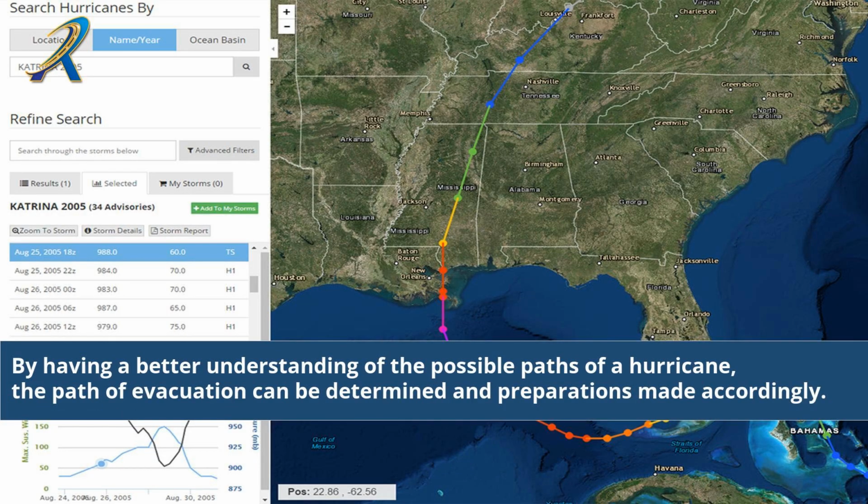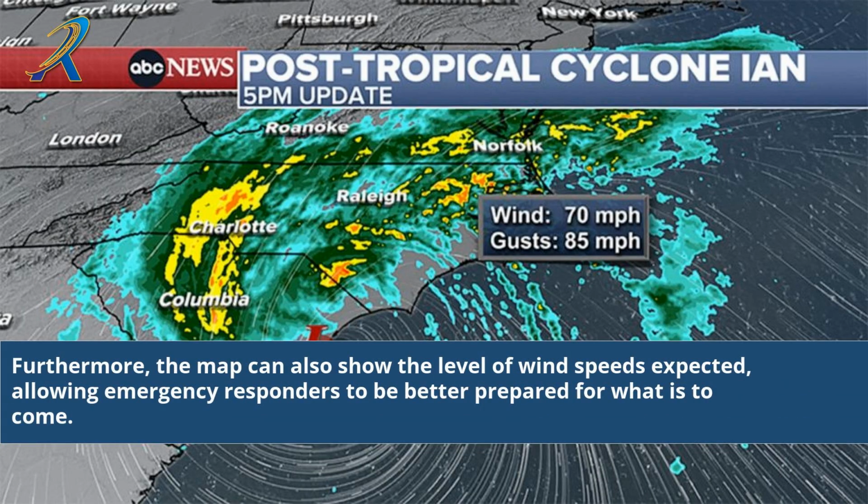By having a better understanding of the possible paths of a hurricane, the path of evacuation can be determined and preparations made accordingly. Furthermore, the map can also show the level of wind speeds expected, allowing emergency responders to be better prepared for what is to come.